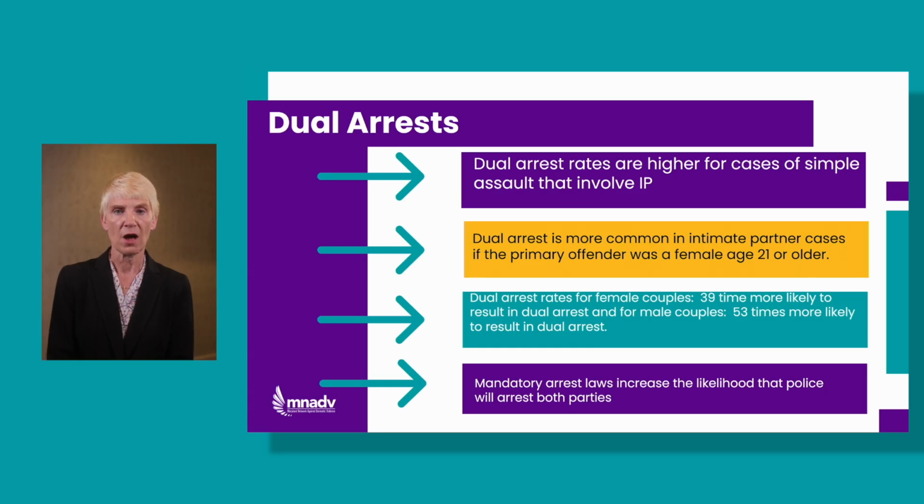Why do we have this problem of dual arrest and intimate partner violence cases? Well, one theory is that it's an unintended consequence of mandatory arrest laws. If we go back and trace the history of domestic violence in the criminal justice system, you may recall that starting out, it was seen as a private issue and not something that the police or courts should get involved with. Over time, that view changed.